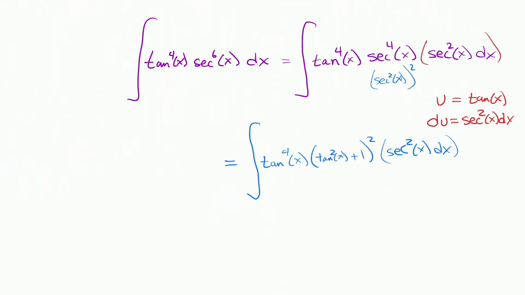Okay, so it's sort of like sorting out. And at this point, now you're like, okay, now we do the substitution, and it becomes this ugly thing. And I'll show you. So this is going to be u to the 4th times u squared plus 1 squared du.